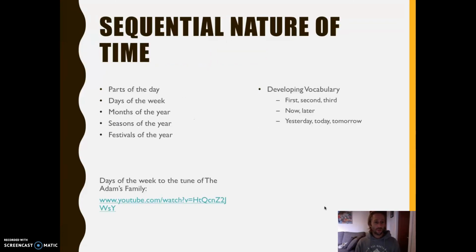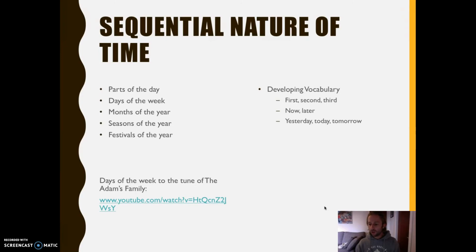The next thing we've got to think about then is the sequential nature of time. Now, this is just thinking about the sequence or the pattern within time. So you'd start by looking at calendars and discovering the sequence and the pattern that we have. So children in the early years can really enjoy learning the days of the week to the tune of the Addams Family song, and you can see the link there for you on the screen. In older classes, you can encourage discussions by having months of the year as a display and adding special events to each month, like birthdays or holidays or festivals.